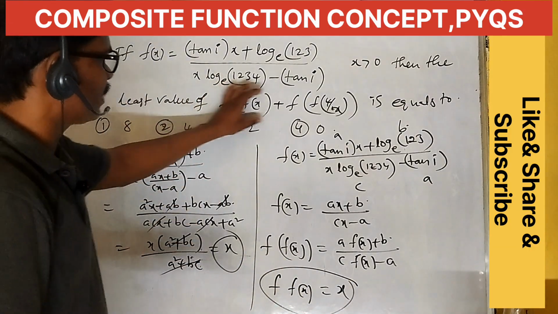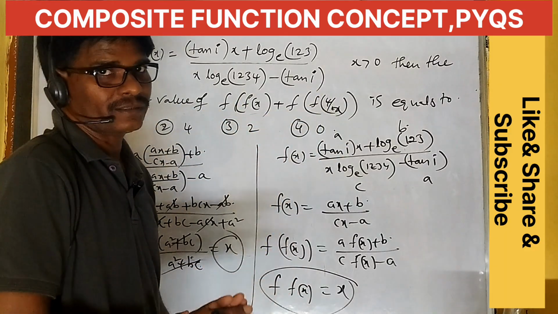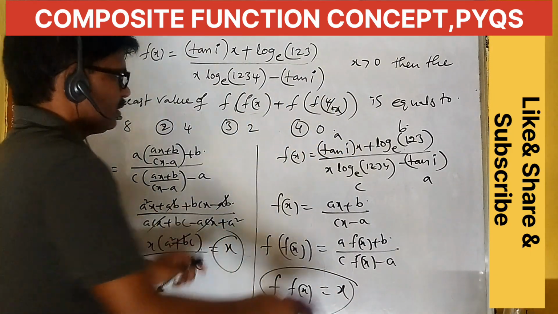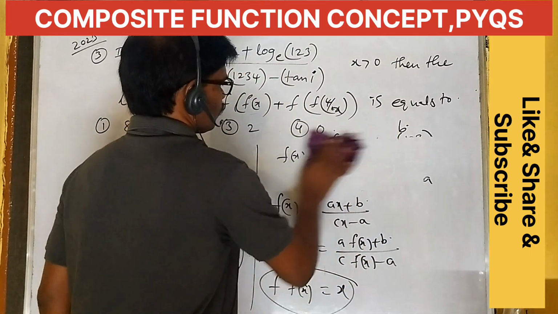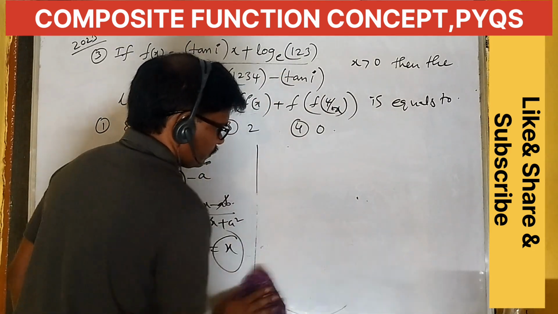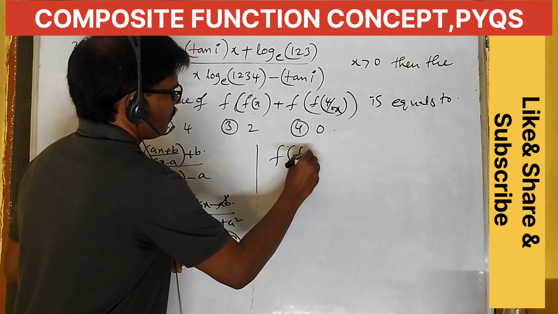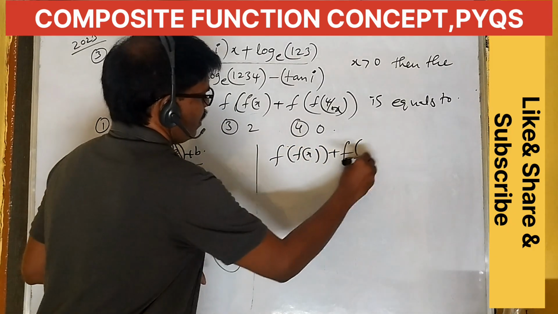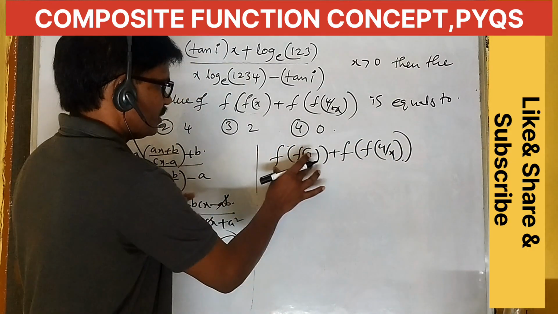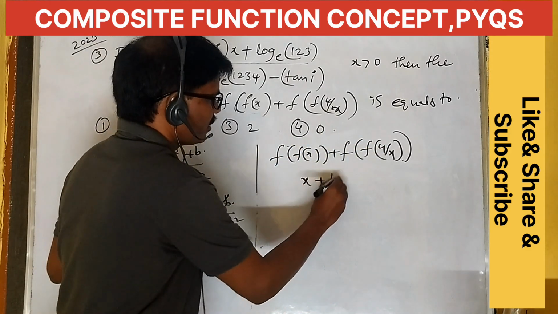Okay, what is the question asking? F of x is equal to x. This is the 4 by x. What is the minimum value? Asking the minimum value. Okay, what is the question asking? F of x plus f of 4 by x value. What is the f of x value? Equal to x. F of 4 by x value is equal to 4 by x.